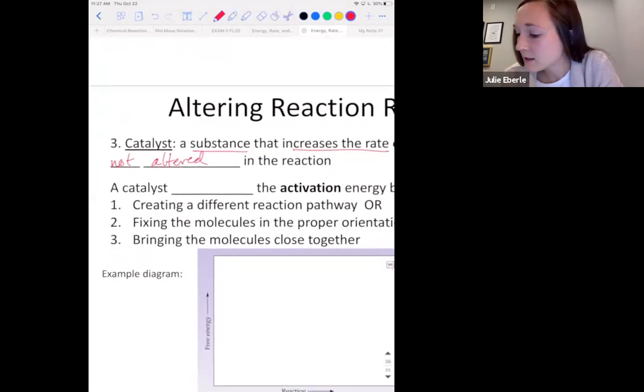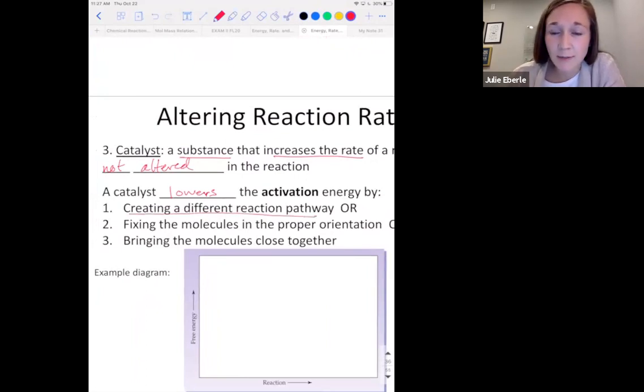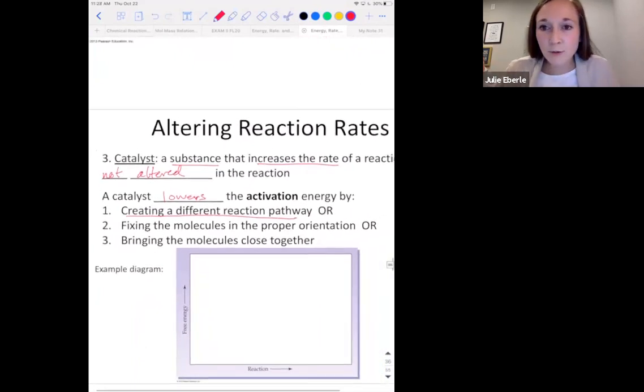A catalyst, the way it manipulates the rate, is it essentially lowers the activation energy. And how in the world does it lower activation energy? Several different ways. It can create an entirely different new reaction pathway. We're going to draw examples in just a second of what that would look like. Or it can grab those reactant molecules and put them together the way that they're supposed to go together. Instead of that happening by random chance, the catalyst says, I'm going to make y'all.